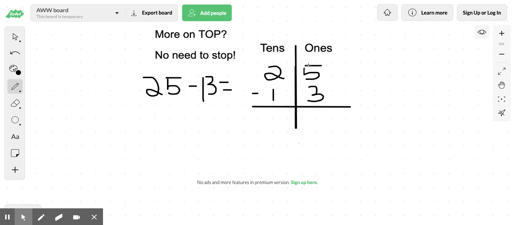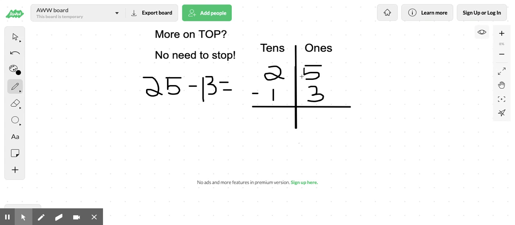So before we get started, we have something we need to remember. It says more on top, so it's a question. Looking on the top item here, no need to stop. So we have 5 up top here. 5 is bigger than 3, so we can do this question. If this number was lower, we wouldn't be able to do this, and I'll show you how to do that tomorrow. Today, though, we're just looking at numbers that have more on top.